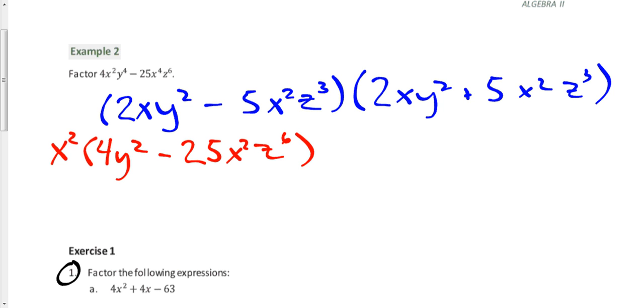Oh, thank you for the catch. Oh, that one was right. That one was right. It's this one that's not right. Thank you. Okay, now, can this factor? So I can factor this.